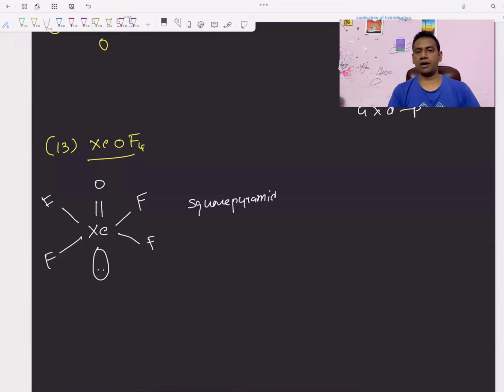and strictly speaking it is not a perfect square pyramid, it is distorted. Only 4 atoms will lie on a plane. These fluorine atoms, 1, 2, 3 and 4, only these fluorine atoms will lie on the plane. Xenon will be out of plane. Because we are assuming that the double bond and the lone pair have a similar extent of repulsion, but this is not always true. There is a slight difference, and therefore the xenon nucleus will not lie exactly on this plane. We may approximate it on the plane, so we are writing it as a square pyramid.